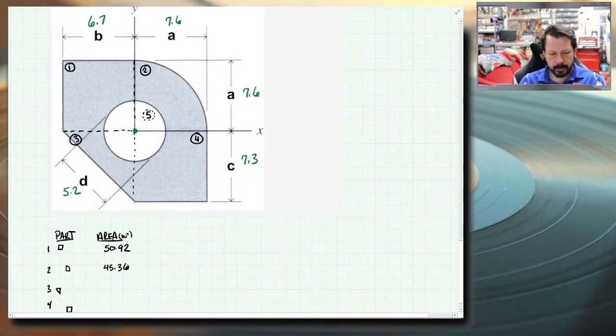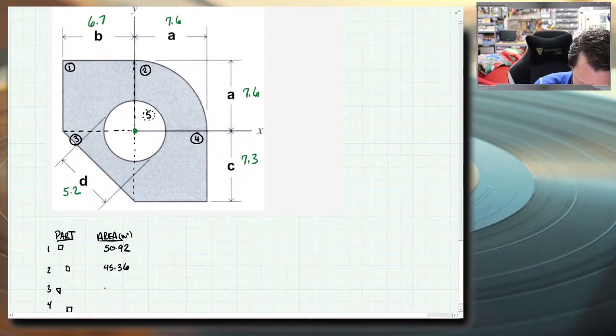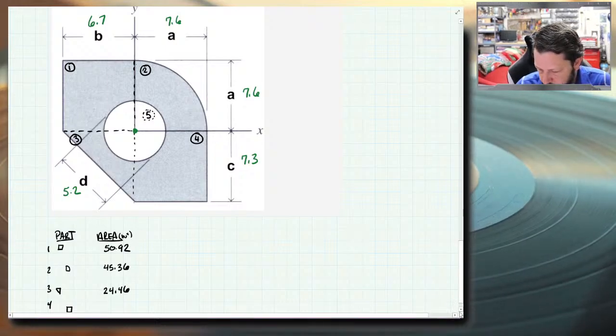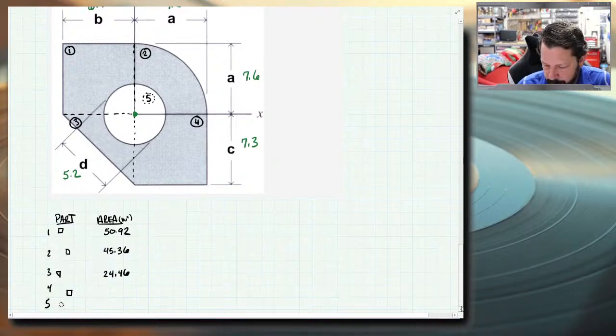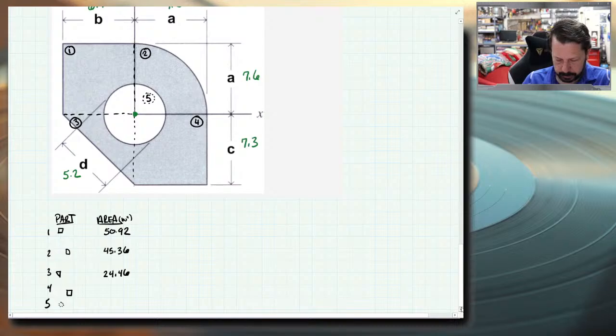This triangle, part 3, has a base of 6.7 and a height of 7.3, but it's a triangle, so divide by 2. 24.46. Square number 4 is 7.6 times 7.3. 55.48.